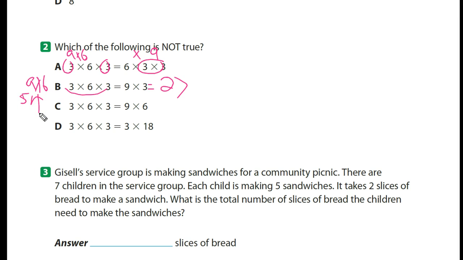Is B equal? No. Actually, that would be the answer because they want to know which one is not true. 9 times 6 is 54, and we already said that 3 times 3 is 9, times 6 is also 54. So C would be equal, correct? And obviously D is not equal. So my answer would be B.